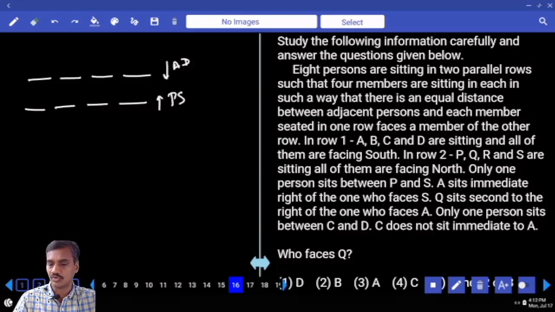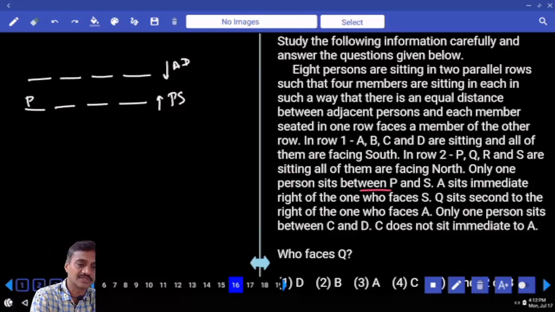And only one person sits in between P and S. In between P and S, how many? There is exactly one. A sits to the immediate right of the one who faces S. And Q sits second to the right of the one who faces C. C does not sit immediately. Then let us start with the possibilities here. One person between P and S. Now P or S will be at any one of these 2 places. And there is one such possibility.